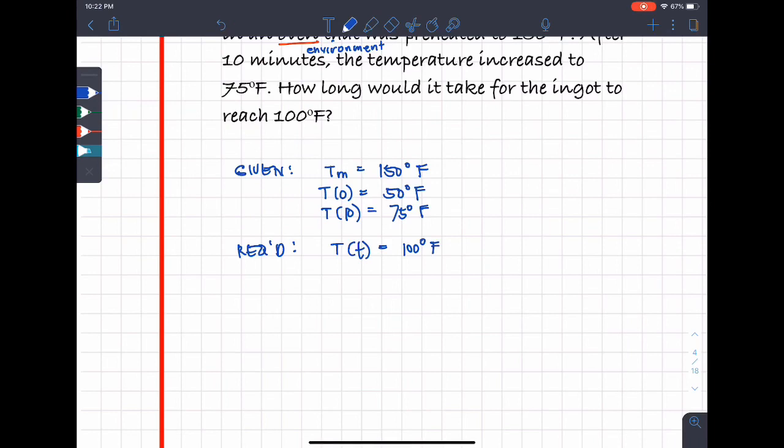As you can see here, there is an increase in the temperature, from 50 degrees Fahrenheit to 75 after 10 minutes. So we are expecting that to reach 100 degrees Fahrenheit, the time should be greater than 10 minutes. And 100 degrees Fahrenheit is still achievable, since the temperature of the oven is 150, which is the maximum possible temperature of the metal ingot.